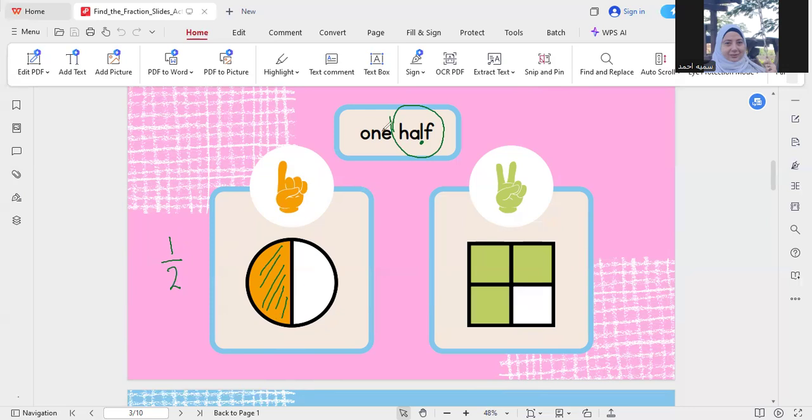Any fraction has a number up, it is called the numerator. And the number down is called the denominator. It will be difficult the first time, and after that it will be very easy. The number up is called the numerator, and it represents the number of the parts we want.